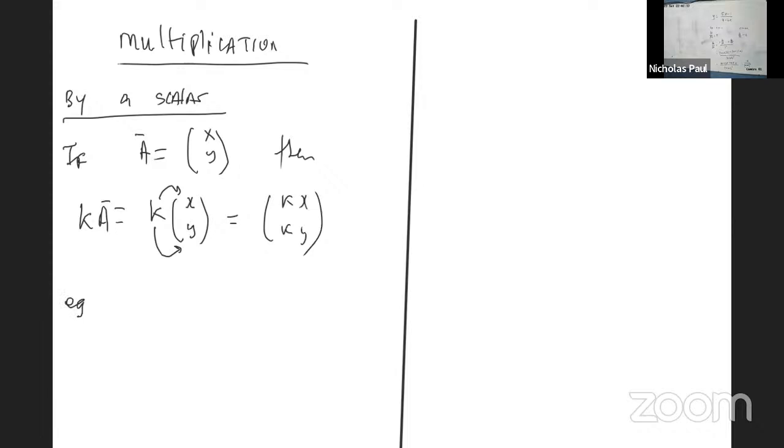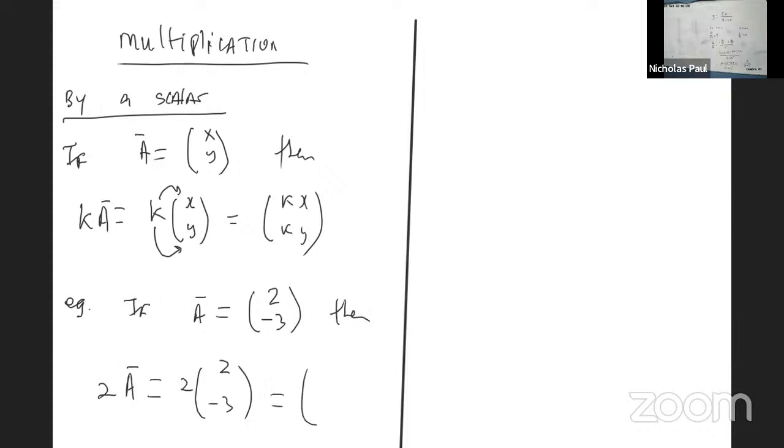For example, let's say I gave you A is equal to (2, -3). Then what will be 2A? It will be 2 by 2, which is 4. 2 by minus 3, which is minus 6. Are you okay with that, right? All right. That's multiplication by a scalar, right? Now we're going to try two vectors.